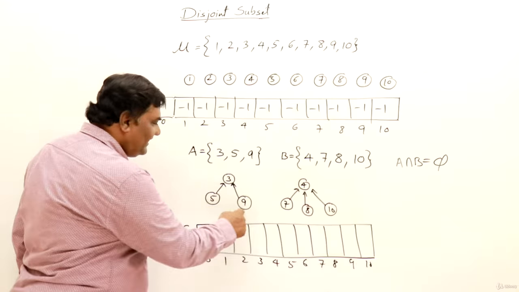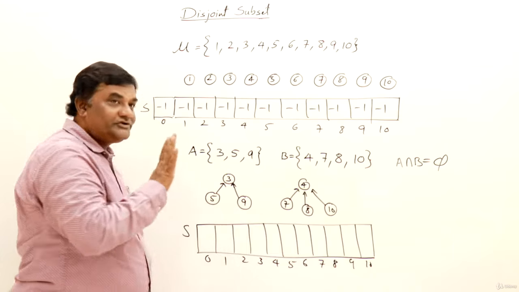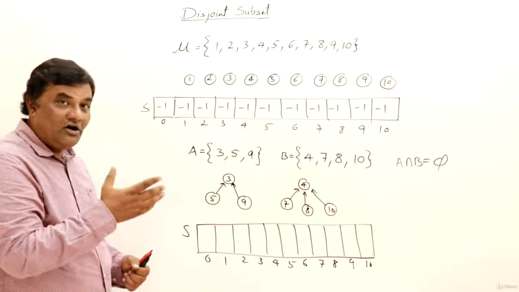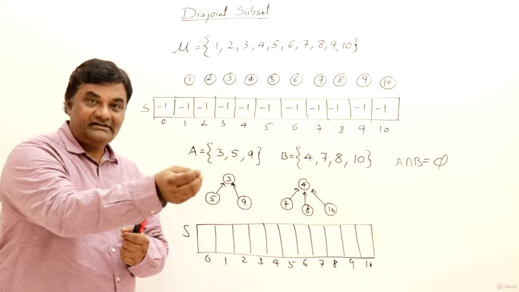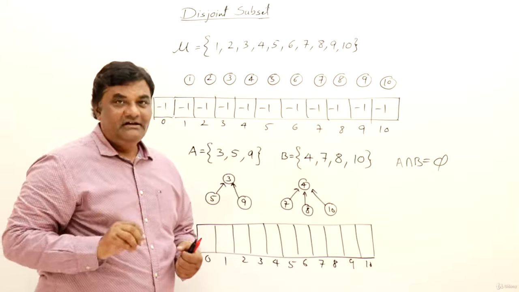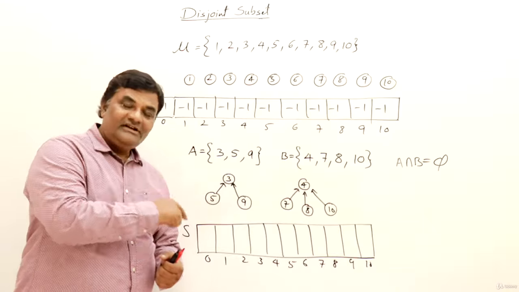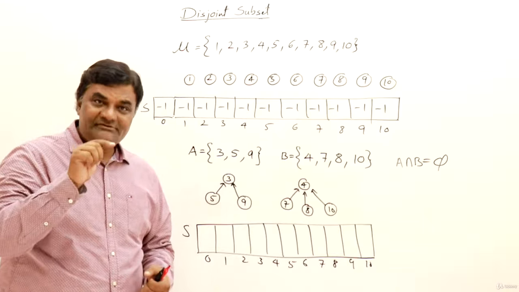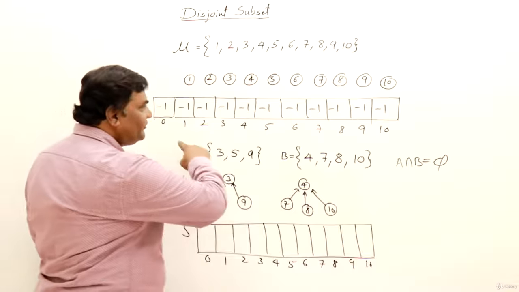And 5 and 9 are pointing on that one to show that that is parent, or it means we belong to a set where 3 is also present. That is the meaning. So 3, 5, 9, they belong to the same set. Now here everything was -1.